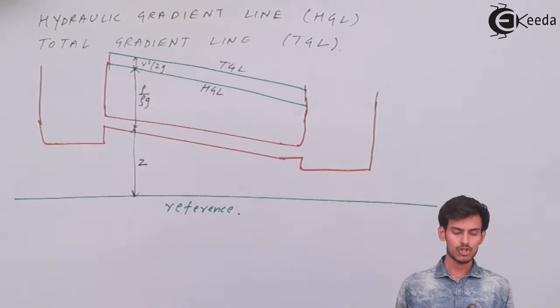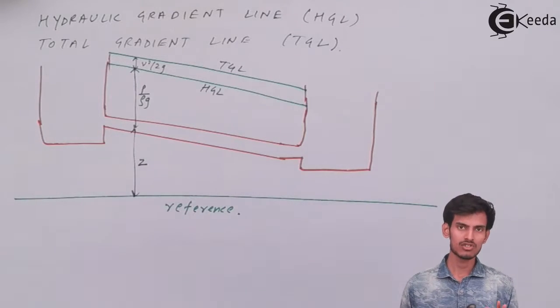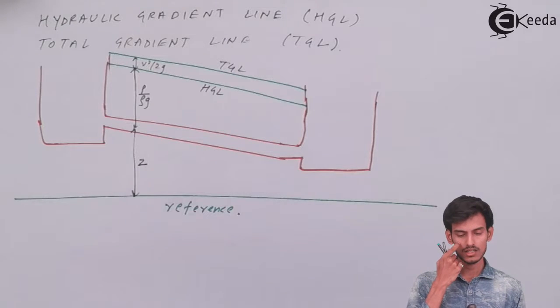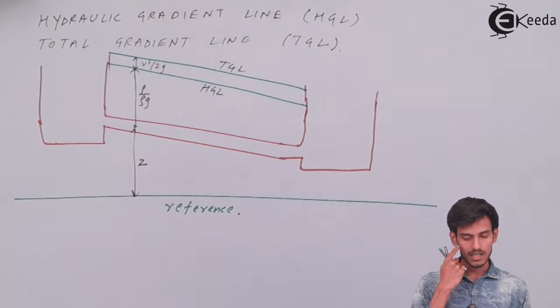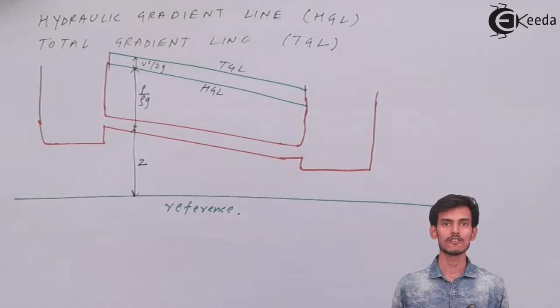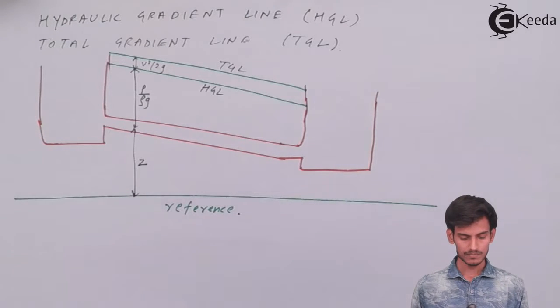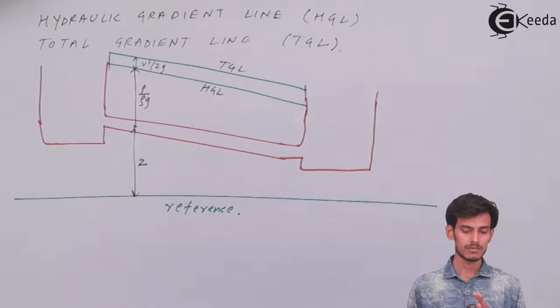Now I'll be writing in short forms. Hydraulic gradient line is HGL. Total gradient line is TGL. Hydraulic gradient line, as I said earlier, is the summation of pressure head and the velocity head. So I'm sorry, it is the summation of pressure head and datum head.